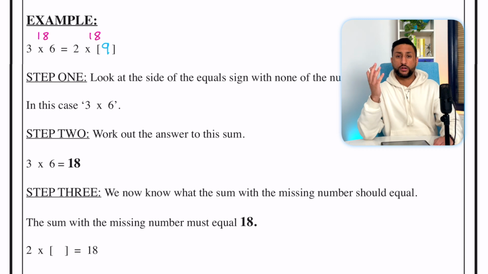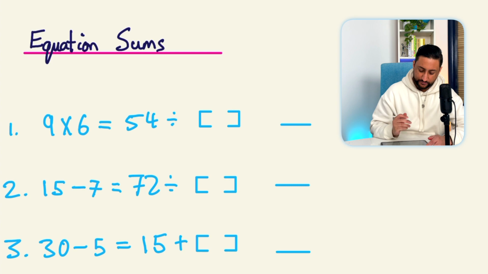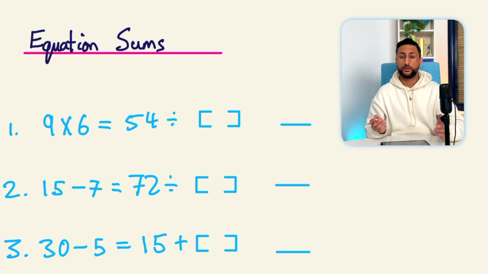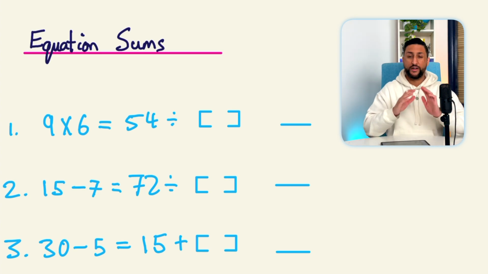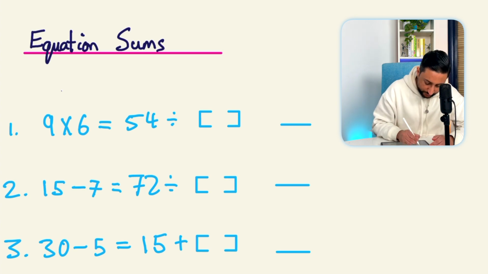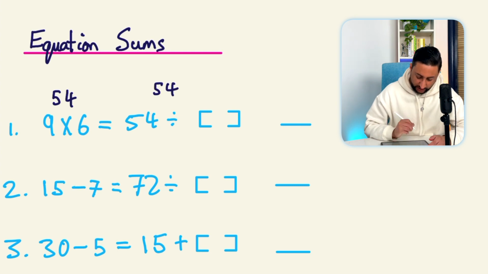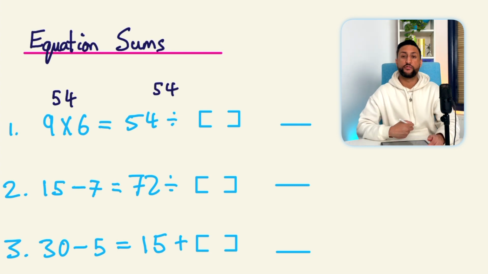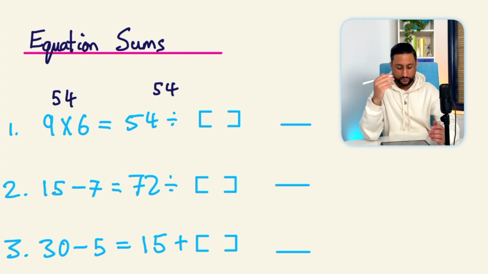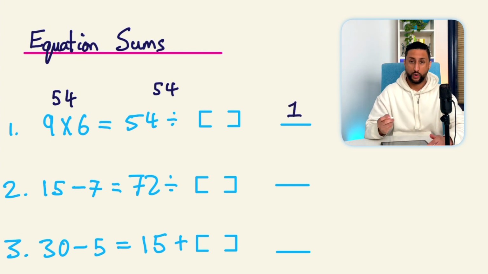So let's take a look at some examples that we've created specifically for this video. In the first one, we've got 9 times 6 equals 54 divided by something. So like I said, on the left-hand side, we know the value of the left-hand side. We're going to fill that out first. So 9 times 6 is 54. And the right-hand side has to equal 54 as well. So I'm going to write that up here as well. And we can see 54 divided by something is 54. So we know that any number divided by 1 will give you that number. So in this case, 54 divided by 1 is 54. So 1 is our answer.